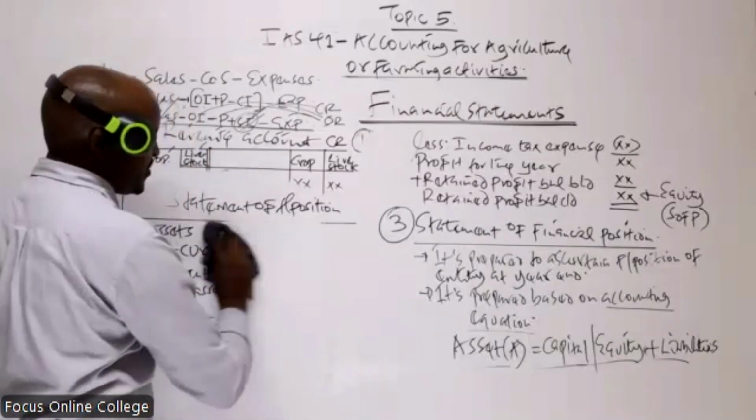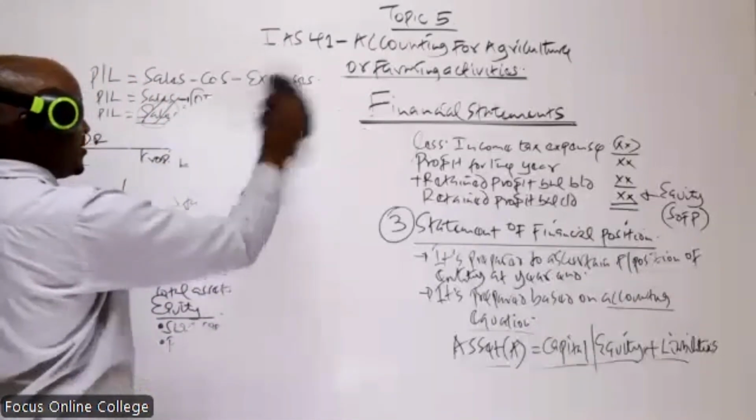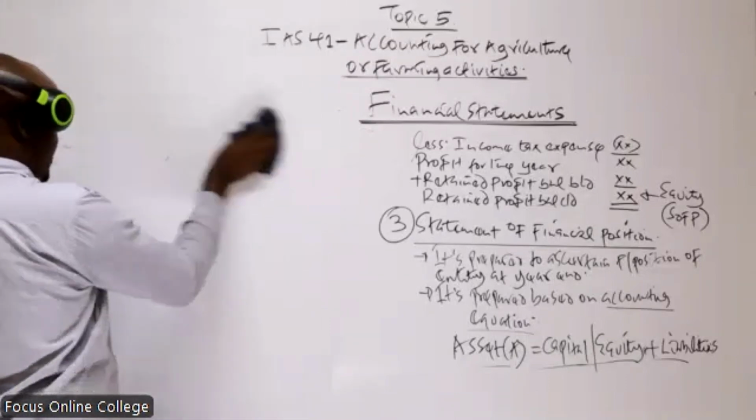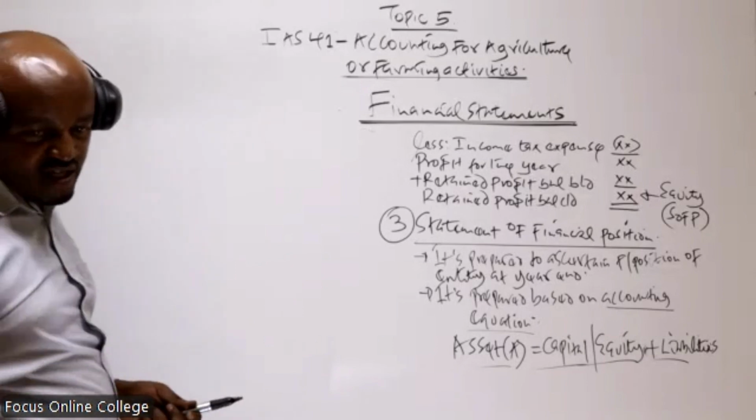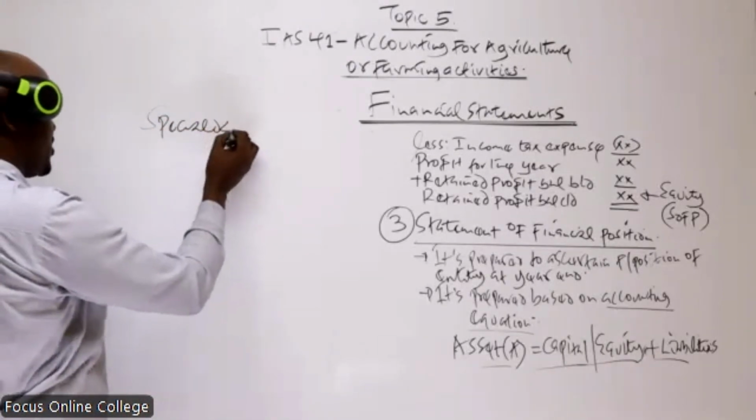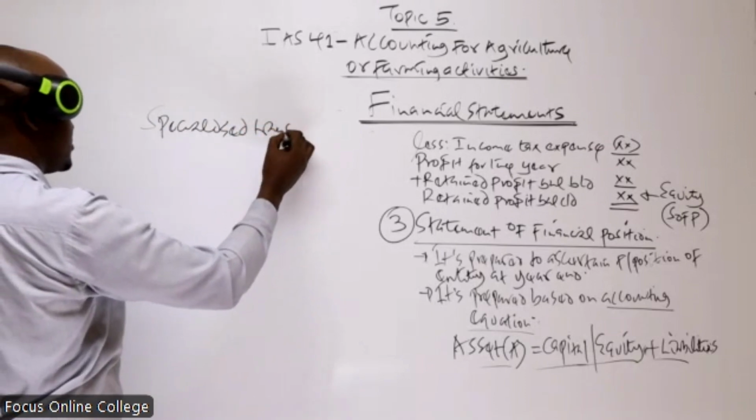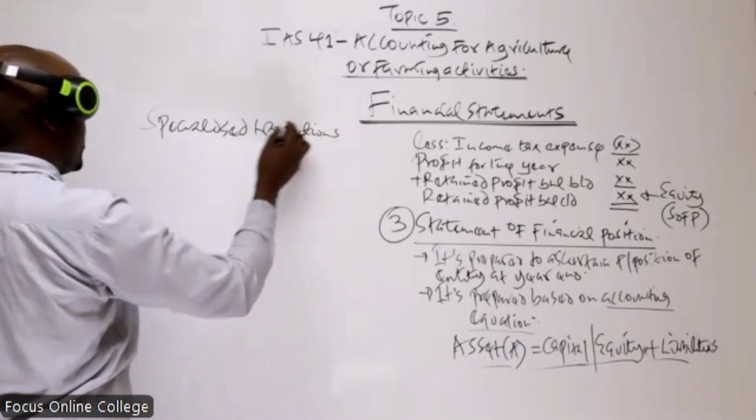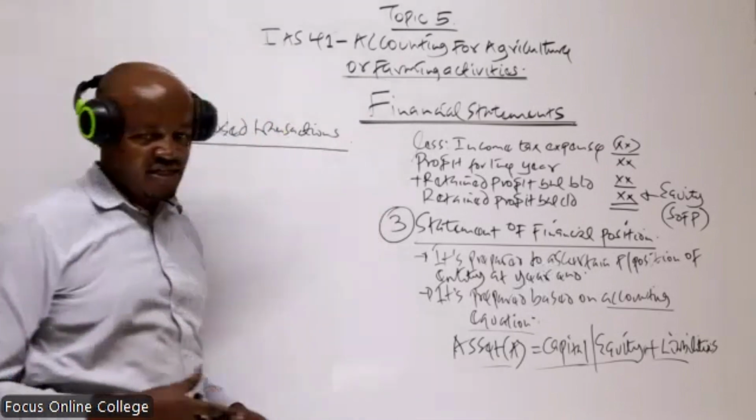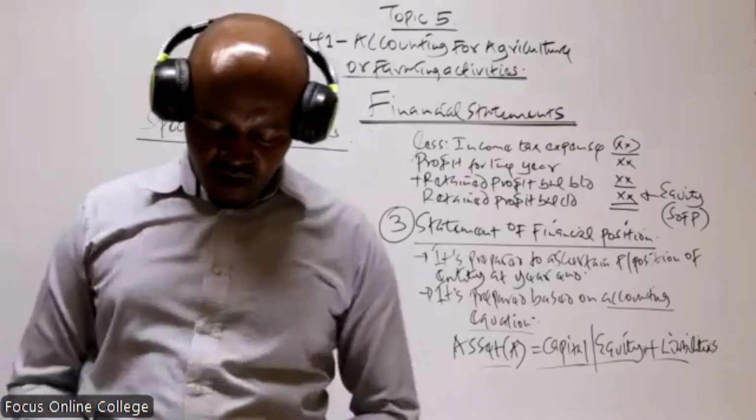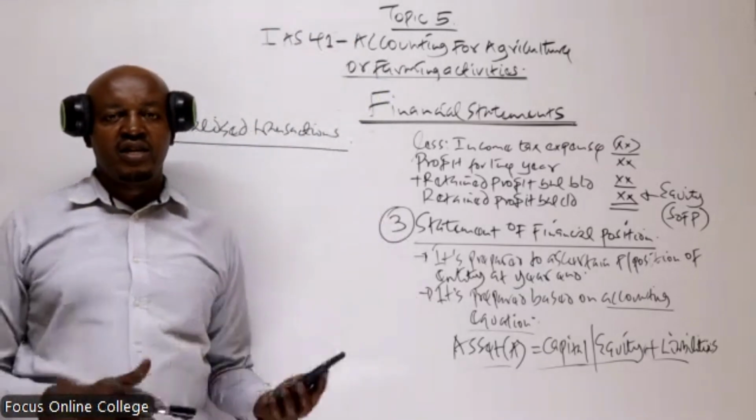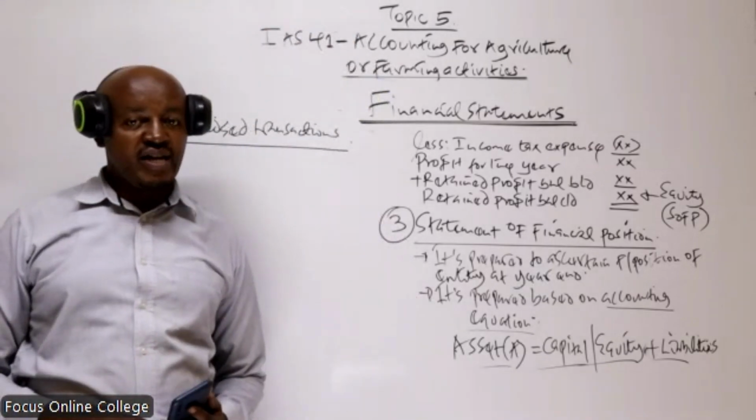I want us to take the next 5 minutes to wind up, and look at how we account for specialized transactions. When we talk about specialized transactions, these are transactions you will only come across whenever you are required to prepare the financial statements of a company involved in farming or agriculture activity.